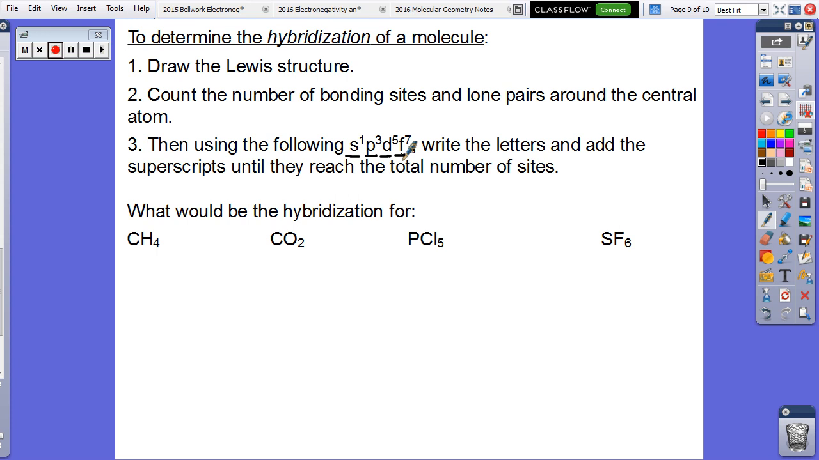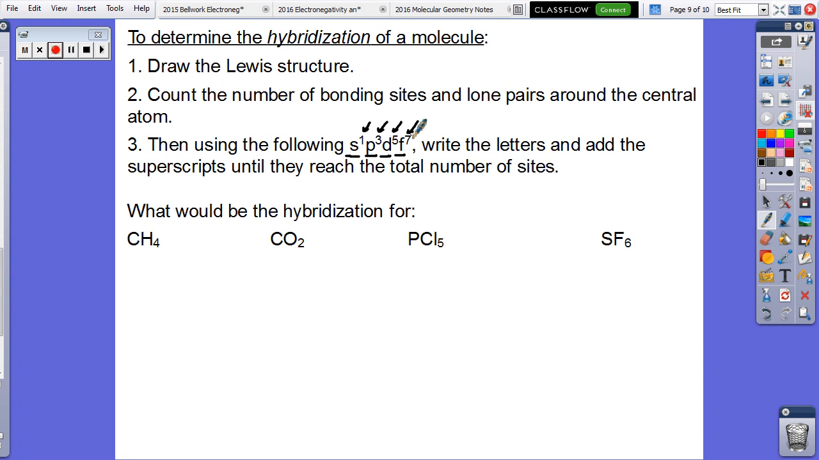Our hybridized orbitals are going to be named based on how many of these orbitals we had to actually use that blended together to hold our shared electrons. If you'll notice, the number that goes with it, 1, 3, 5, and 7, is how many orbitals are in each one of those subshells. So that should look a little bit familiar. So we're going to use that sequence, write the letters and add the superscripts until they reach the total number of sites. That'll make a lot more sense when I show you how to do this.